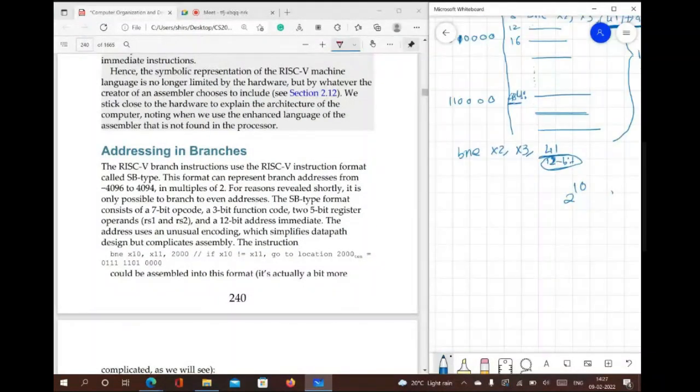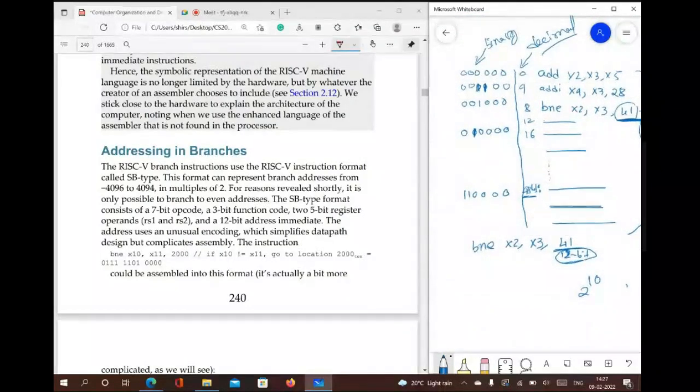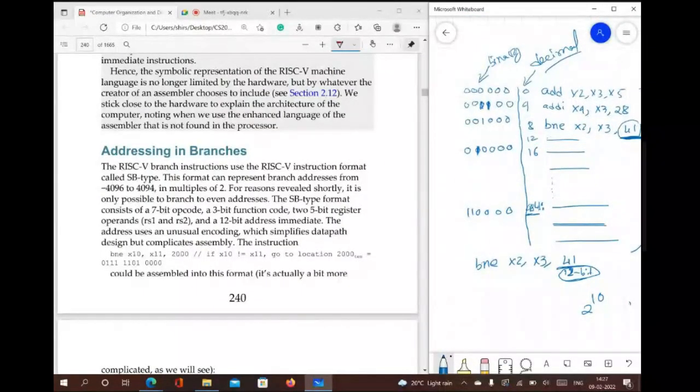But there is one more interesting thing you can see here. If you see the binary pattern, why have I written the binary pattern? If you see the binary pattern, the last two bits will always be 0 0.